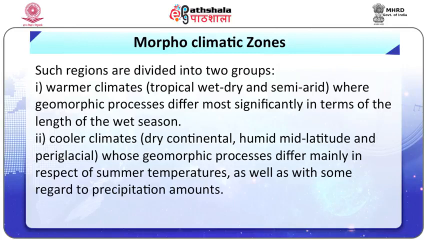First, warmer climates like tropical wet-dry and semi-dry, where geomorphic processes differ most significantly in terms of the length of the wet season. Second, cooler climates, including dry continental, humid mid-latitude and periglacial climates, whose geomorphic processes differ mainly in respect of summer temperatures as well as with some regard to precipitation amounts.